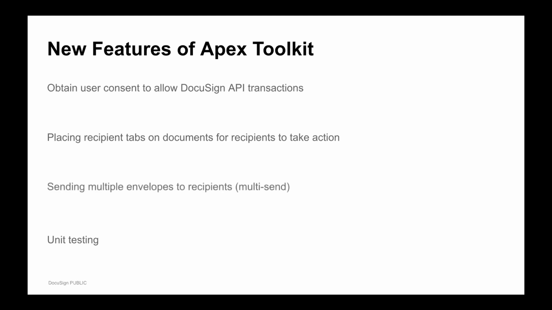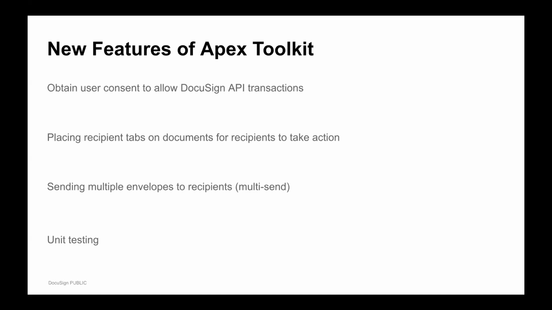So the third new feature is being able to send multiple envelopes to recipients. And this is something that we refer to as multi-send. So instead of manually preparing envelopes one by one to each group of recipients, this can be done programmatically through the Apex Toolkit. I want to keep in mind that this is slightly different from bulk sending, which in that case is meant for sending the same type of envelope and documents to recipients.